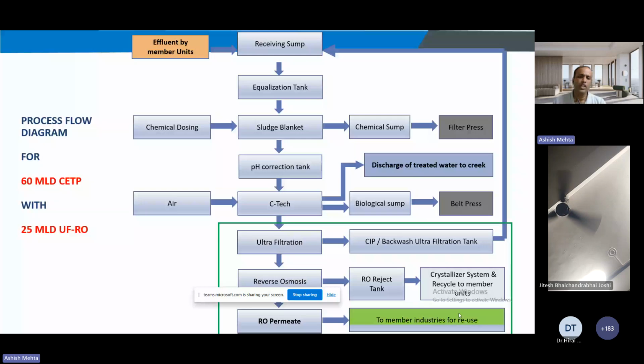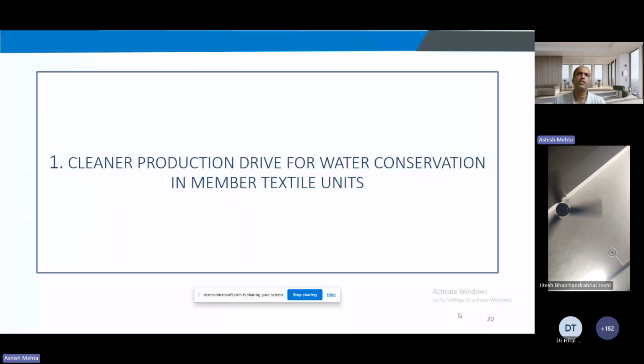Now, before we entered into the ZLD system, we had to streamline our member industries, because being a community driven project, you have a number of member units, and these are small and medium scale enterprises. If they do not meet the stringent criteria for the common effluent treatment plant, then it also affects the performance of the CETP. And here the need is not only to achieve the CETP norms, but to go beyond and meet the criteria which can support recycle, recovery, and the ZLD system.